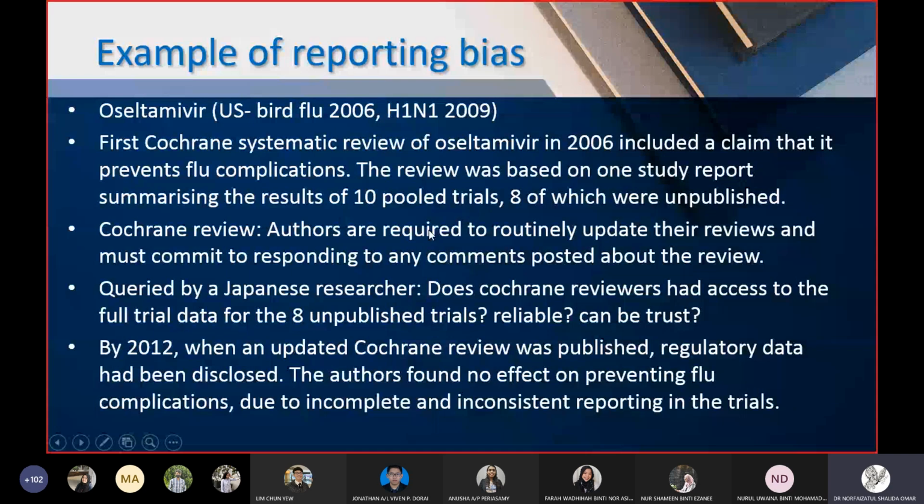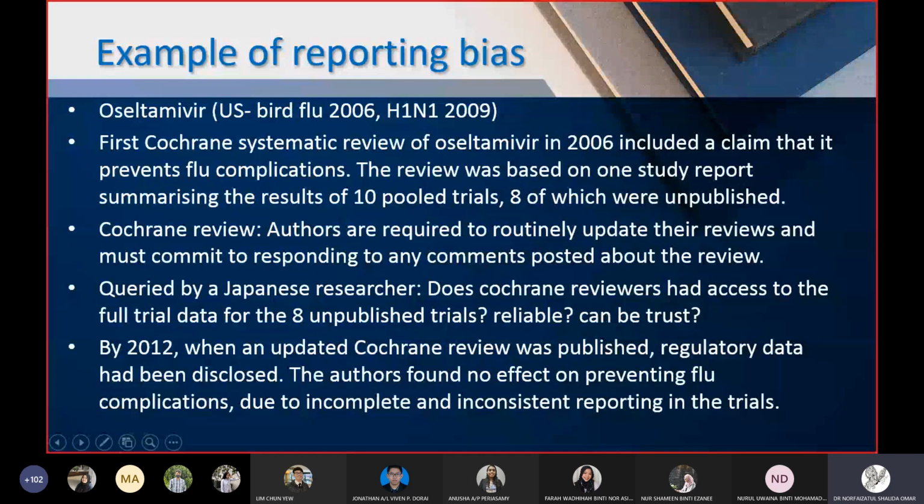The best thing about this Cochrane review is that authors are required to routinely update their reviews and must commit to respond to any comments posted about the review. So one Japanese researcher questioned this systematic review. Does Cochrane Reviews have access to the full trial data of the 8 unpublished trials? He questioned these Cochrane reviewers: how can you say that its efficacy is good when it is from 8 unpublished trials? Can you get access to these 8 unpublished trials? Okay. So what Cochrane Reviews did was go back to the author and ask the author to give the data of these 8 unpublished trials.